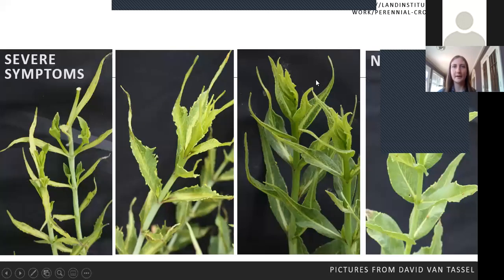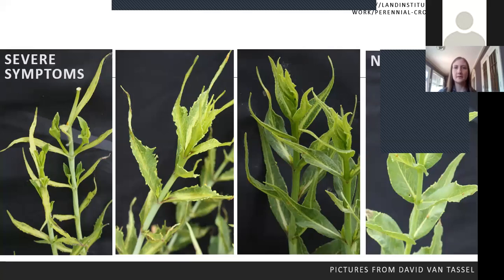Go on. So I'm going to talk about one virus in Silphium. And Silphium is a native member of the sunflower family that David Van Tassel's group here at the Land Institute is working on domesticating. They're using it as a perennial oilseed crop, and the oil could be used for cooking. The seed can be ground into meal, and they've even experimented with making things like tofu. So it's a very drought tolerant crop, very deep rooted, and provides a lot of floral resources also for pollinators.